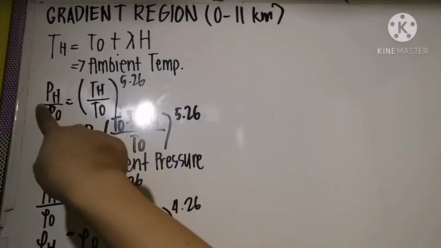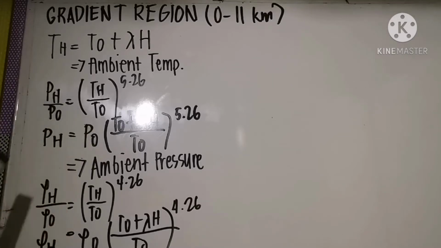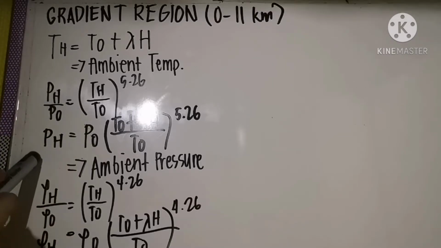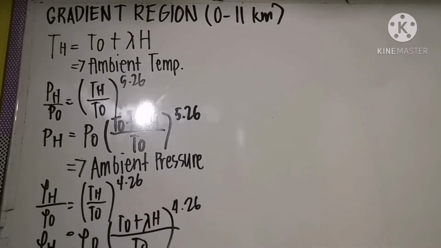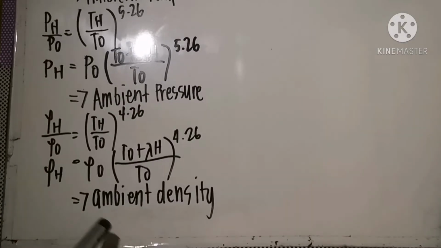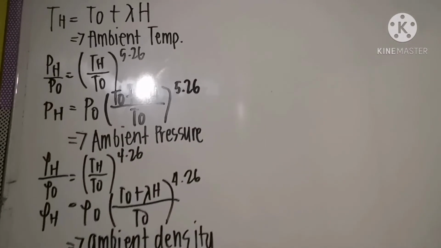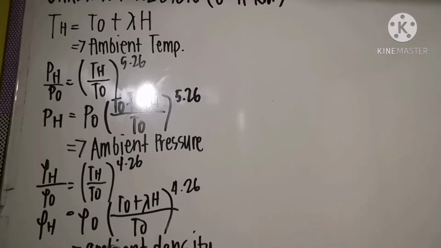Now, pagdating naman sa pressure at any height, ito yung formula niya. And this pressure at any height is also called ambient pressure. And sa density, ganun din. This is the formula. And the density at any height is also called ambient density.